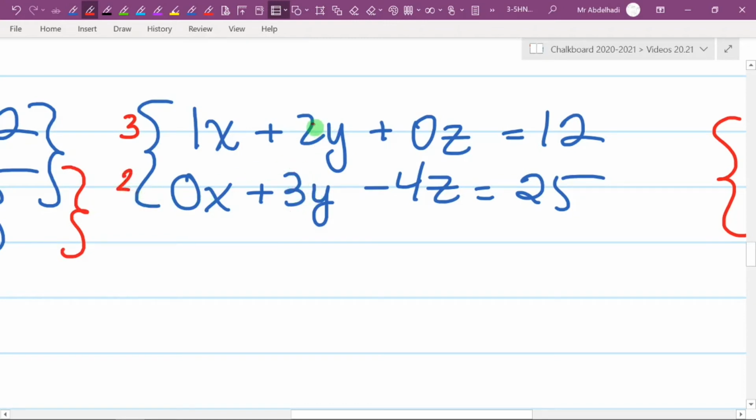The problem is now they're both positive 6y, and they're not going to cancel out. So one of them has to be negative. So I'll make the bottom negative 2. Let's see what we get. Multiply all this by 3. We get 3x plus 6y.